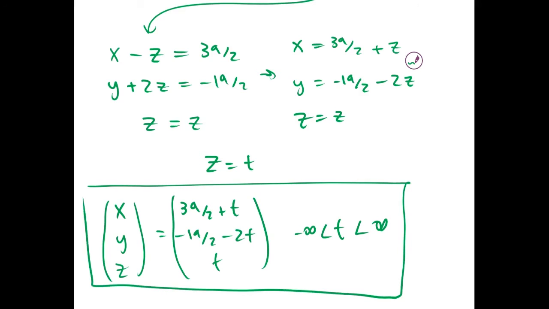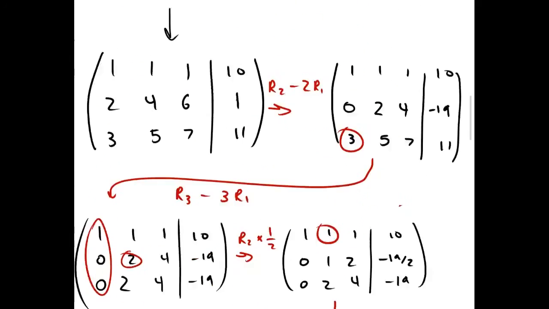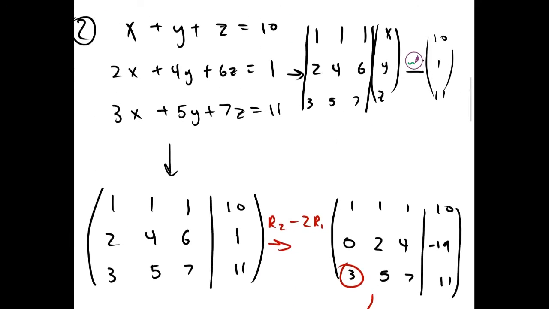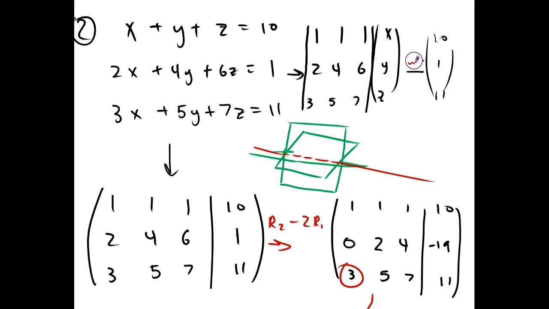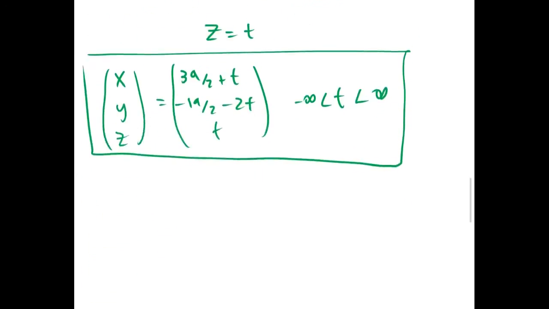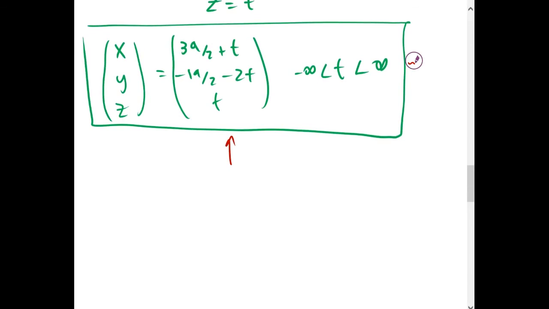So what this is geometrically is our original 3 equations represented 3 planes in space. The planes all intersected. This might not be exactly how this looks, but they all intersected in a line. And this line is described parametrically by this solution.